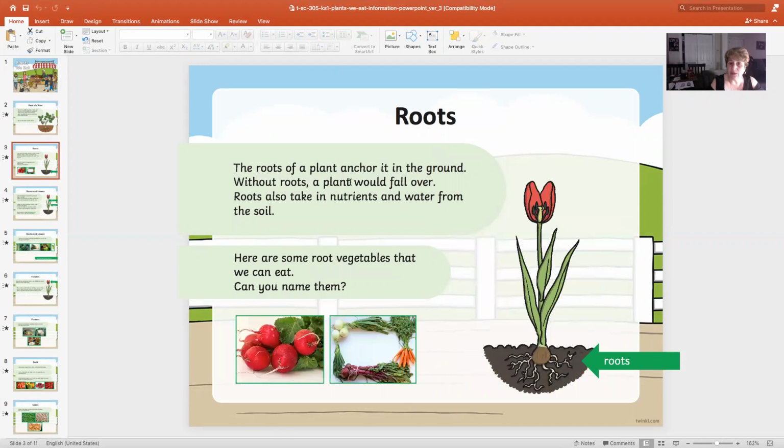The roots of a plant anchor it into the ground. They hold it in the ground. Without the roots, the plant would fall over. Roots also take in nutrients and water from the soil. Remember Mr. Nielsen told you they suck up the water like little straws? Here are some root vegetables that we can eat. Can you name these? These are radishes. I believe those are little onions, carrots, and some more radishes right there. They all grow from the roots of a plant.